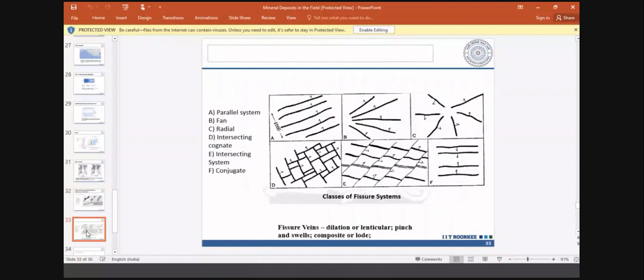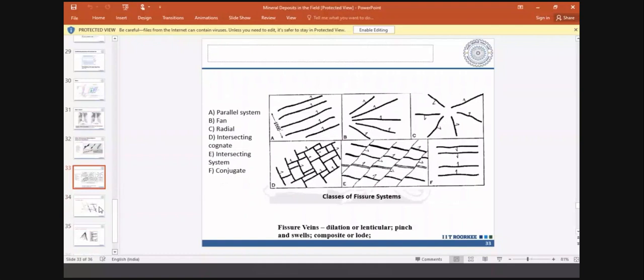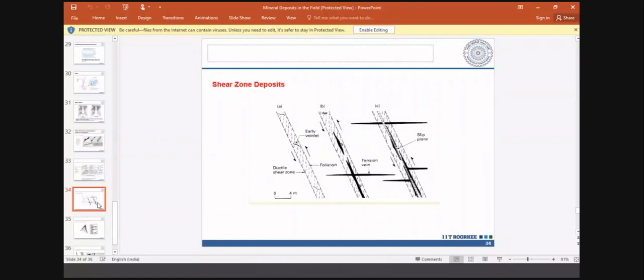Once again, these are also different types of fissure patterns, radial pattern, parallel pattern. You can have different types of fractures developing due to deformation and they can be filled later. You see, shear zone deposits. Able to see shear zones?